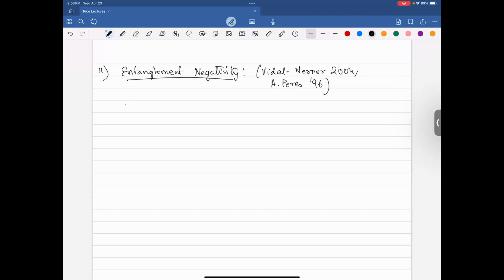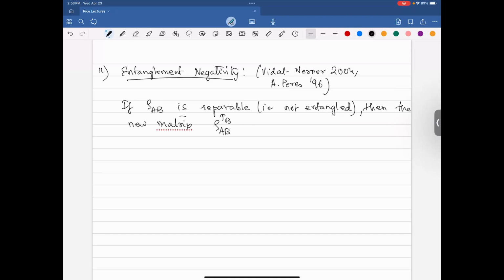So this is how it goes. So if rho AB is separable, that is not entangled, then the new matrix rho AB partial transpose B defined as, what? I'll tell you in a second. Let me just write it because I wish I had made slides.